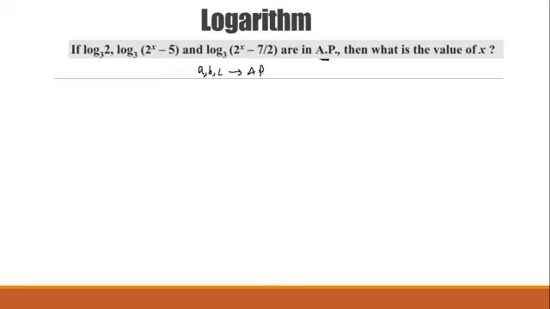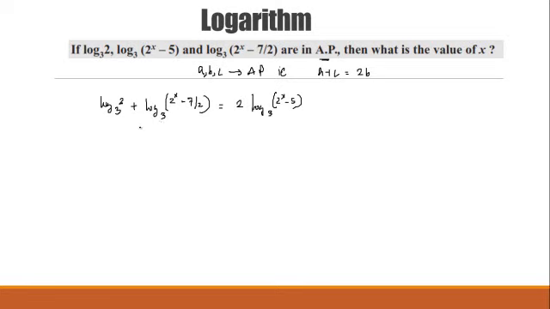So what you can write is A plus C equals 2 times B. Here A is the first number and C is the last number. So A plus C means log base 3 of (2 to the power x minus 7 by 2), plus, and it should equal 2 times log base 3 of (2 to the power x minus 5).